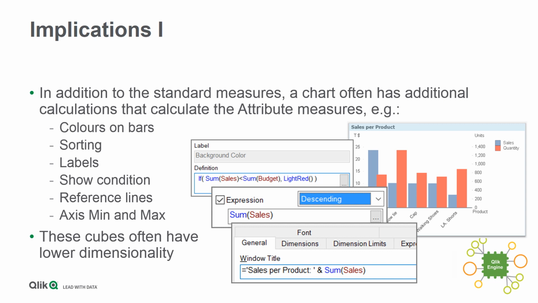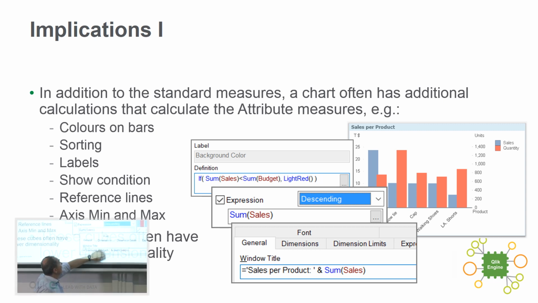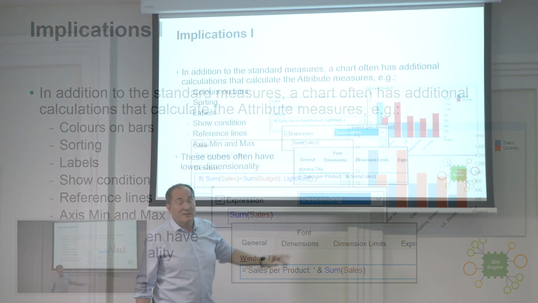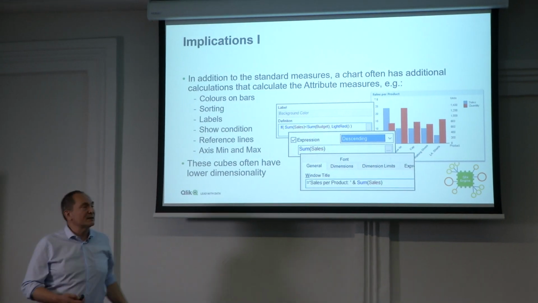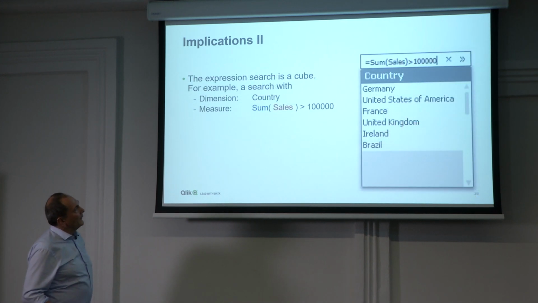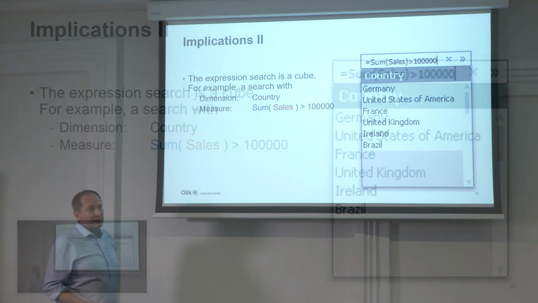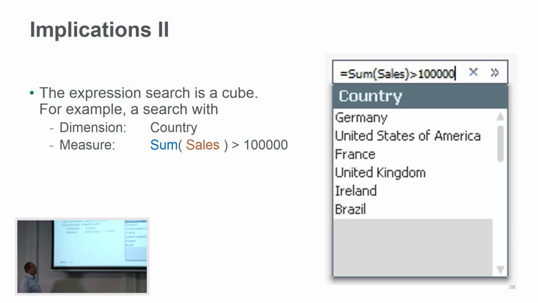But you can see here that the bar chart has one dimension, whereas the bottom one has 0 dimensions. That's the same for the entire chart. So they can have different dimensionality inside the same chart. If you have made expression searches like this, then these are also cubes that are evaluated in the background.